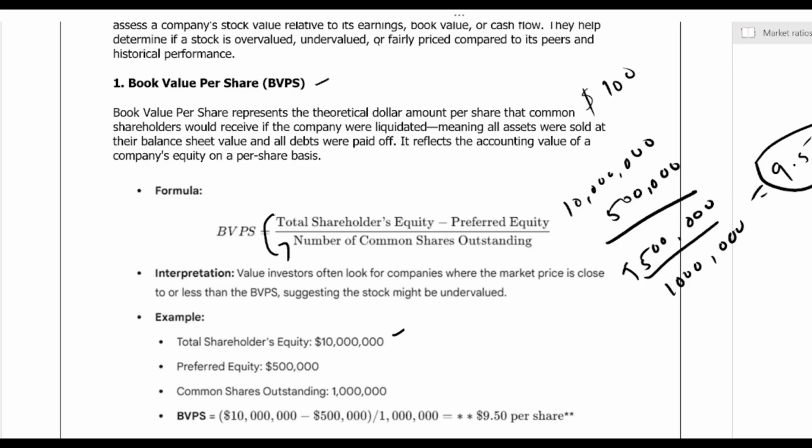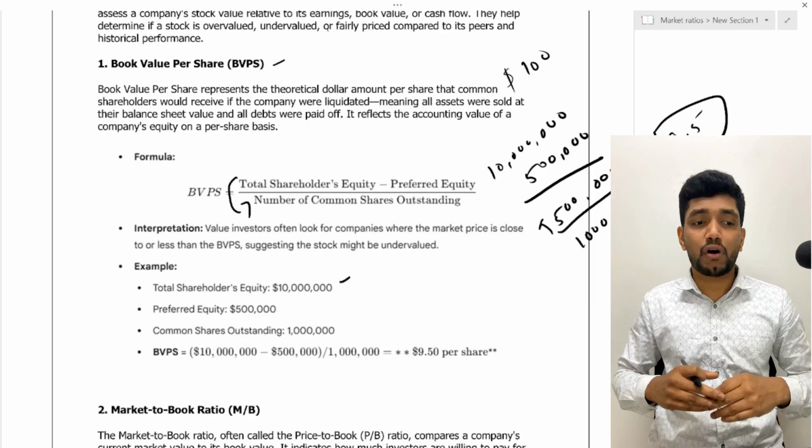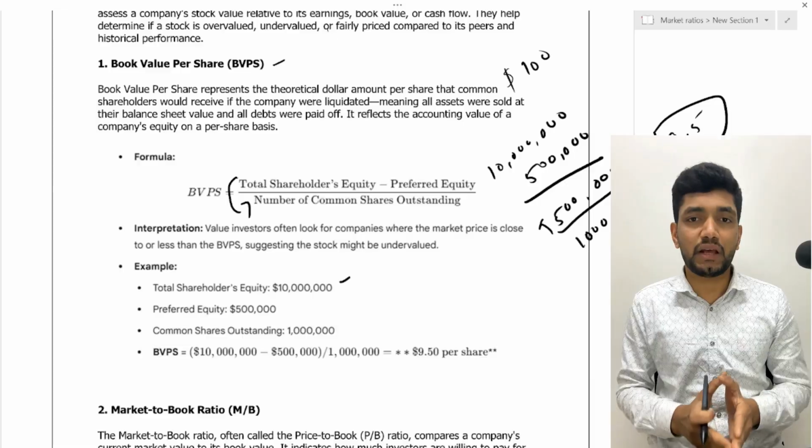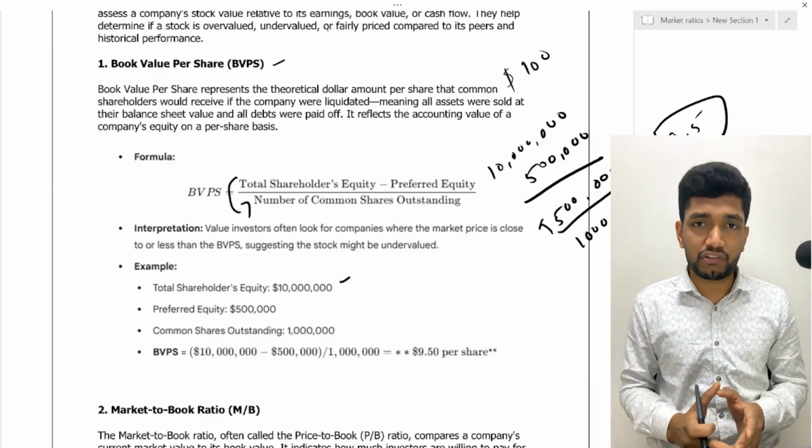Again, before we allocate, we have to separate the preferred equity, because preferred equity is not considered common equity. So book value per share considers only the common equity. From the total shareholders' equity, we deduct preferred equity, and the remaining amount is allocated to the number of common outstanding shares. That way you will get the book value per share.